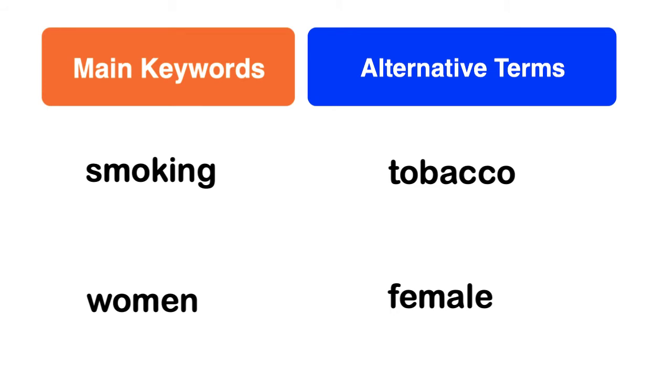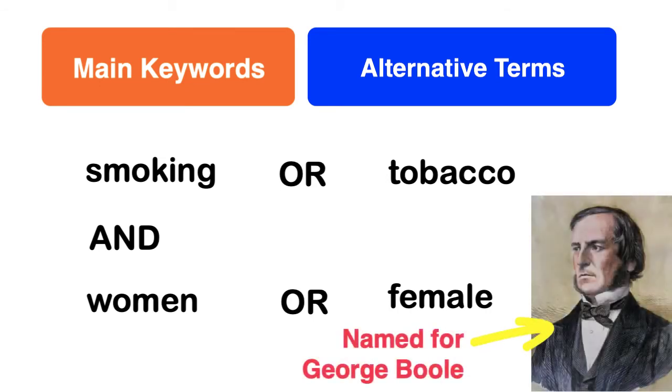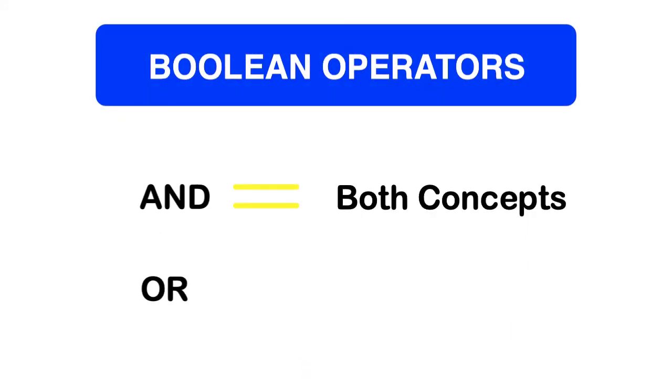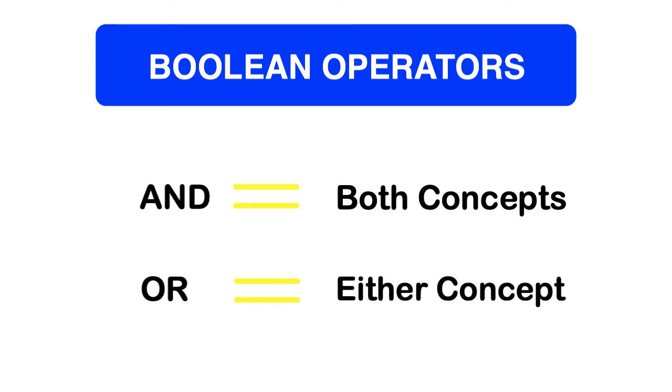Next, we need to combine our main keywords and alternative terms in a logical way so that the database can understand what to search for. To do this, we use the words and or. We place and in between the main concepts and or in between the related terms. When used this way, the words and or are called Boolean operators. And tells the database that we only want items with both of those concepts, and or tells the database that the concept can be represented by either of those terms.